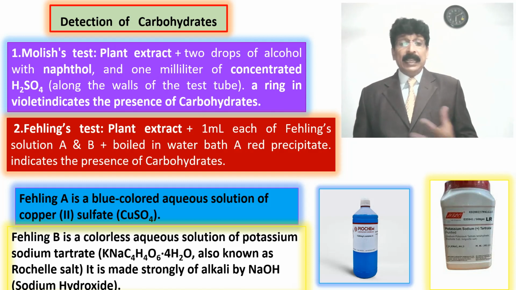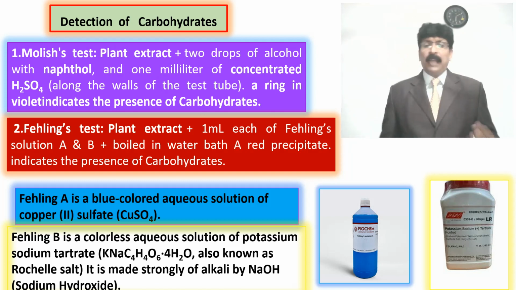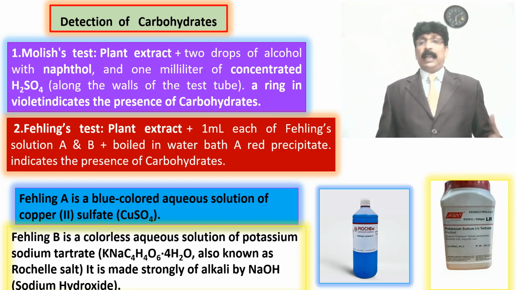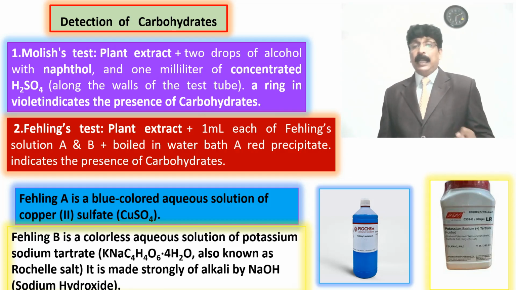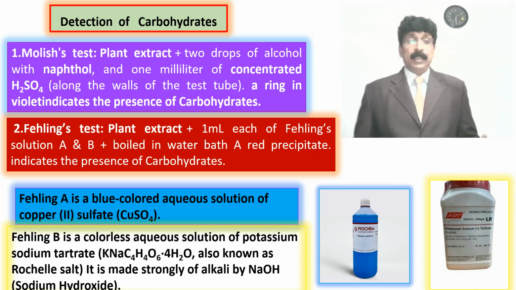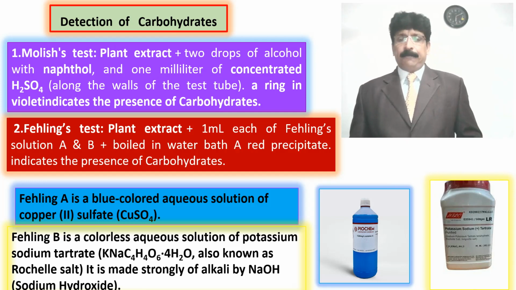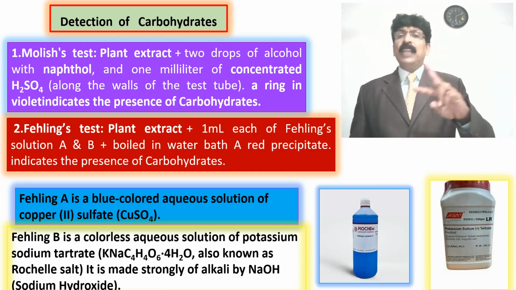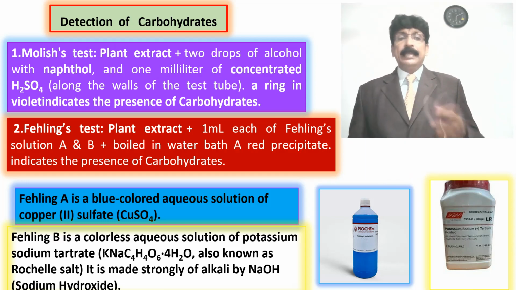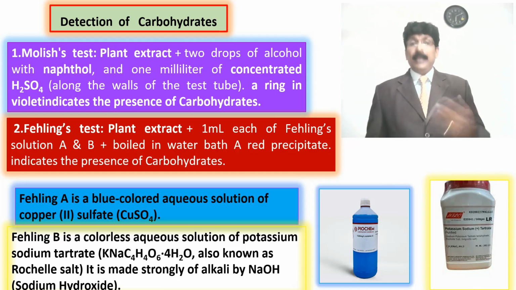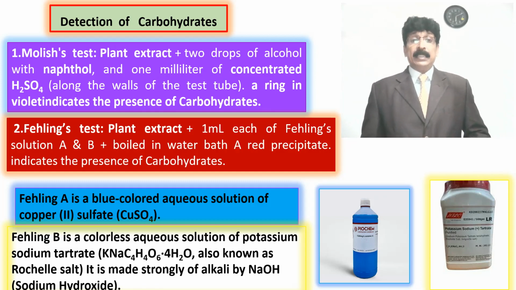It is made very strongly alkaline by sodium hydroxide. Potassium is already itself an alkali, and it's made a stronger alkali by sodium hydroxide. That's why it is potassium sodium tartrate. So Fehling solution A and B is added, and then you get the red precipitate while heating in the water bath.